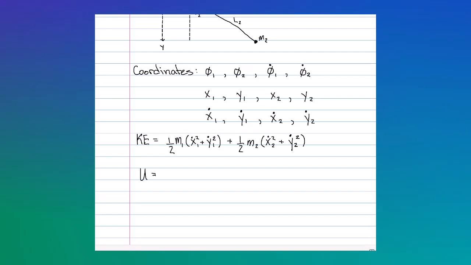Similarly, the potential energy is just the gravitational potential energy. And because the y-axis is pointing down, we need to add a negative sign in front. So we have negative m1 g y1 minus m2 g y2.